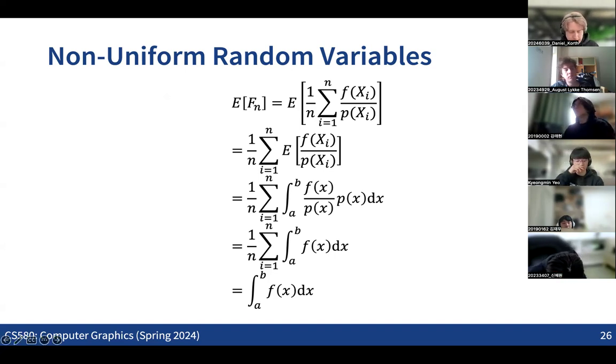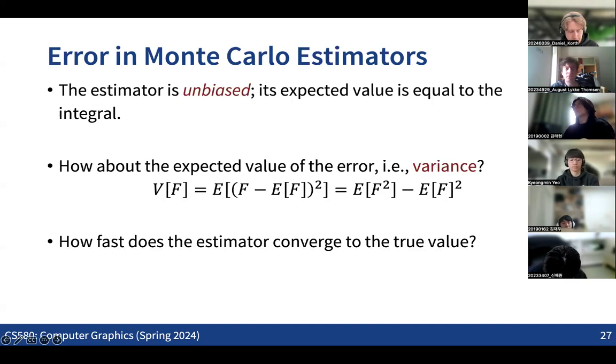But the question is then how fast the estimator converges to the true value that we want to get. By the way, in all these cases the expected value of the estimator becomes the same as the integral. That's the case that we call unbiased. We can also see the biased case as well.